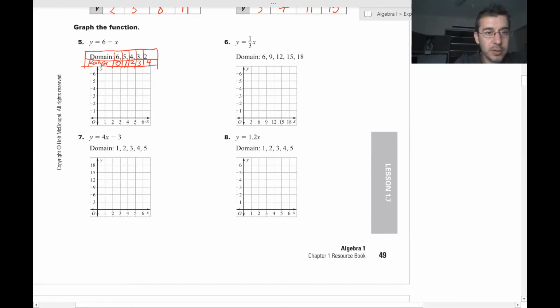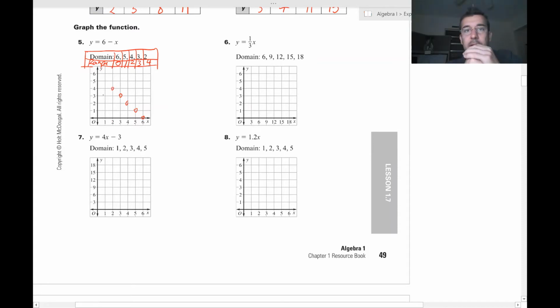So 6, 0 would be right there. 5, 1 would be right there. 4 and 2 would be right there. 3 and 3 would be right there. And then 2 and 4 would be right there.